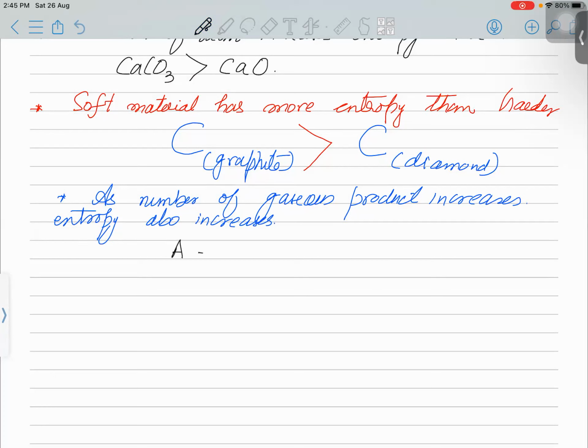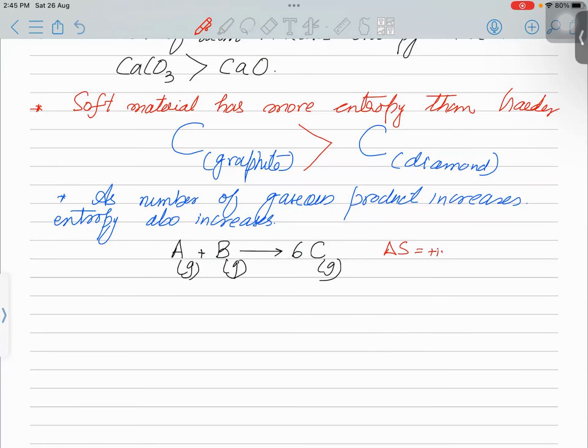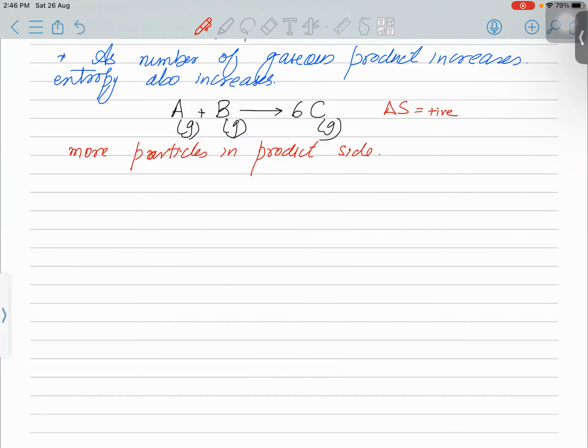For example, A plus B gives 6C, all gaseous. Tell me either entropy increases or decreases. It increases. Why? Because there are six molecules of C at the end. In the product we have more particles. More particles in product side.